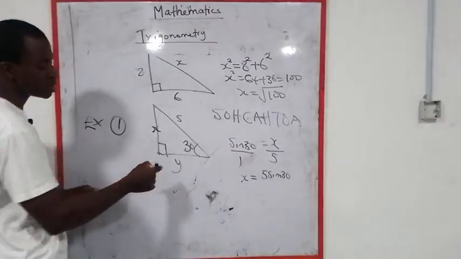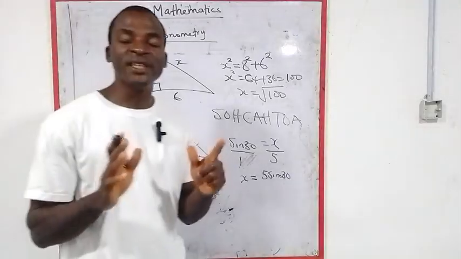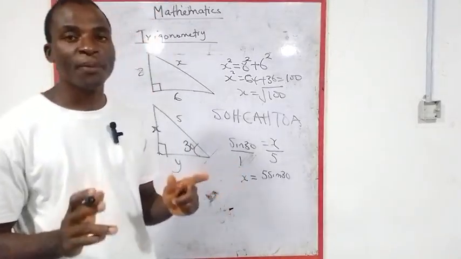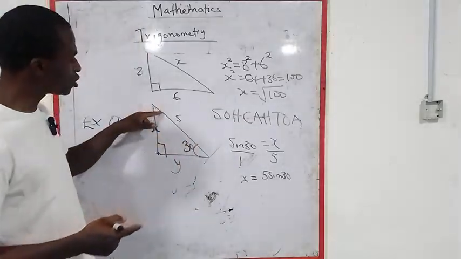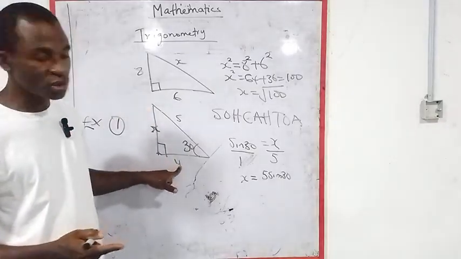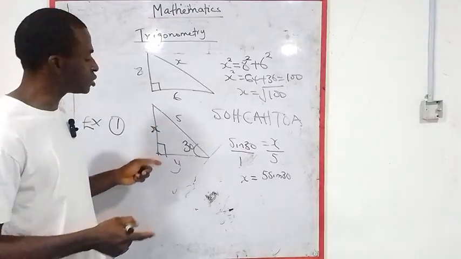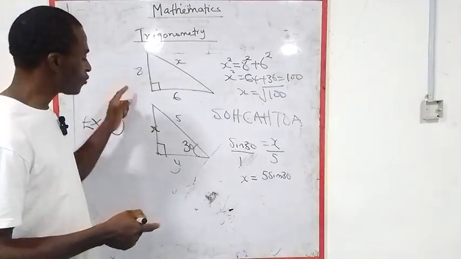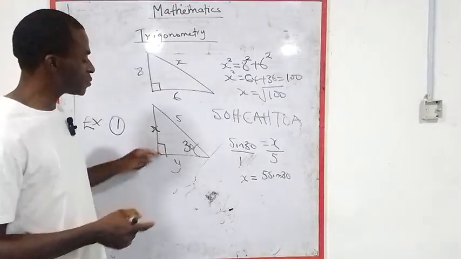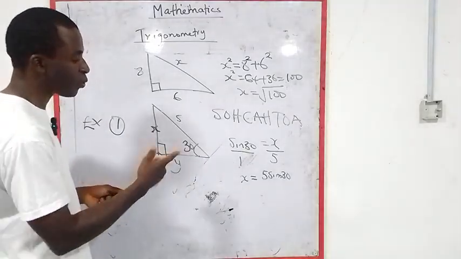Then the next one is how to get our y. Remember I said where the angle faces is our opposite. If the angle was here, this would have been the opposite. But in this case, the angle is here, facing x. So x is the opposite. We have known our longest side, the hypotenuse, and we have known our opposite side. The next part is the adjacent.